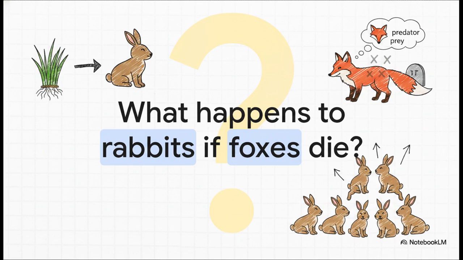The question is, what happens to the rabbit population if most of the foxes die? Think back to our golden shortcut. The options are A, increases, B, decreases, C, disappears, or D, remains the same. Take a quick second, think about who the predator is and who is the prey here.